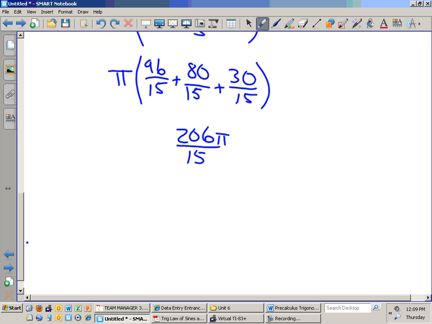So whatever that comes out to in terms of a decimal or as a mixed number, if you want to express it. It's not reducible, because it's neither divisible by 5 nor is it divisible by 3. So I know that this is simplest fractional form. And that's the answer.